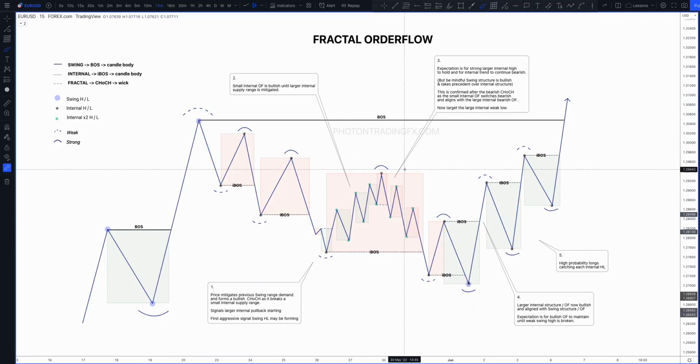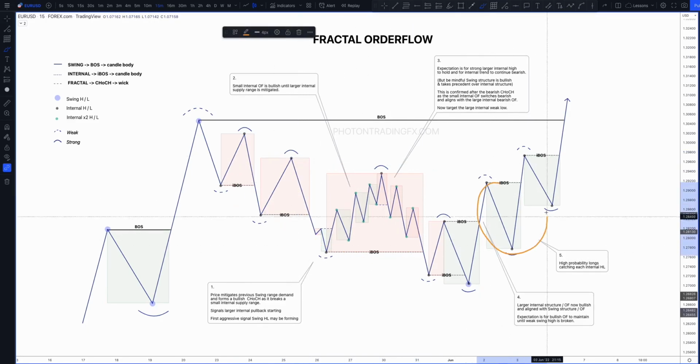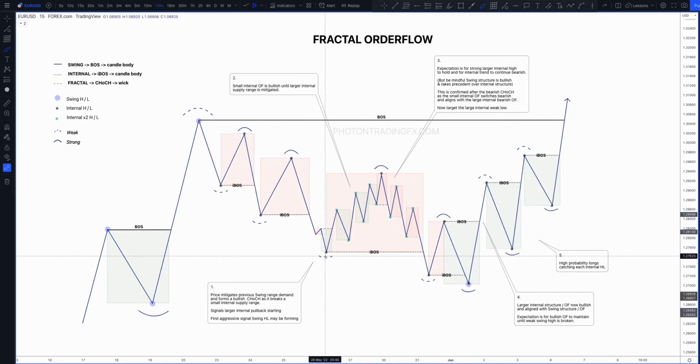But what we've done in this example is just drill deeper into what can happen in these larger internal pullbacks to look at the smaller internal order flow within that, right? Because you can have that one straight push down, but with that you get a little bullish change of character. And remember, CHoCH is just a signal that we're now getting an internal pullback. An IBOS is then a signal that we're getting the swing pullback, or the end of the start of the swing pullback. That's the way we want to think about it, right?